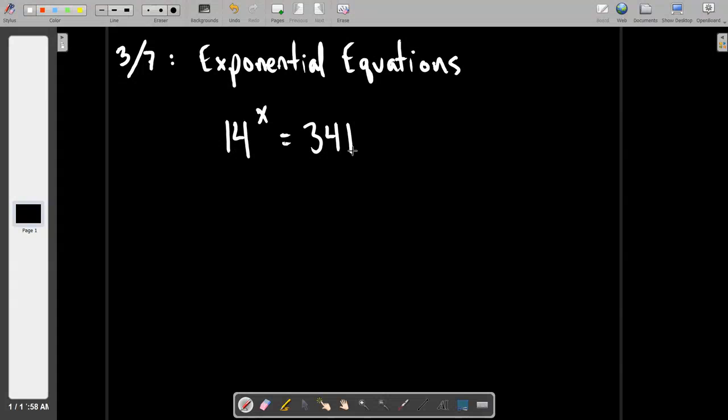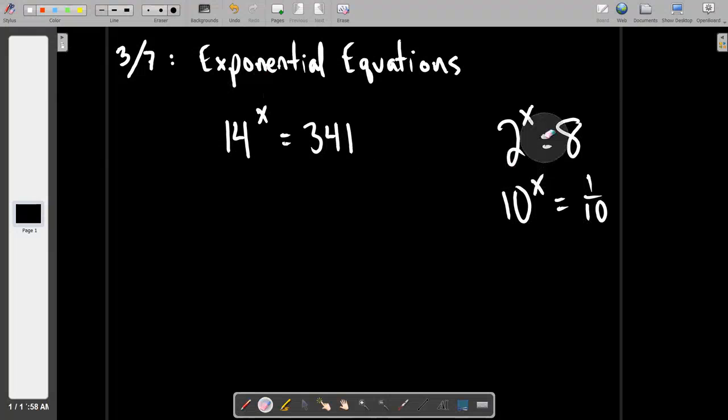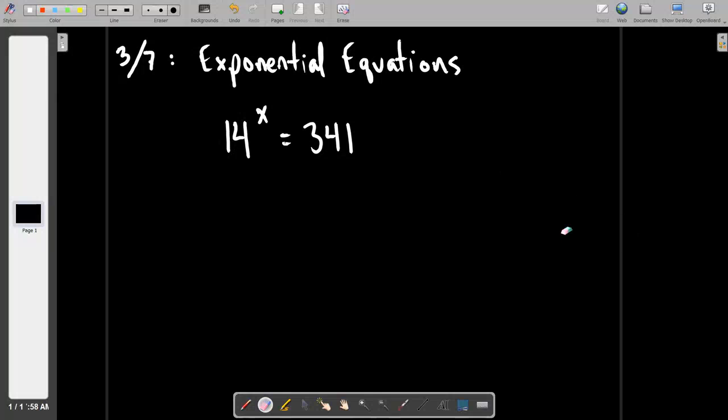Let me give you a similar example so that maybe you can understand my question. If I gave you this equation, could you solve that? You would look at that and say x equals 3, duh. Or if I gave you 10 to the x power equals 1/10, you'd say, well, duh, the answer is -1. You understand those are simple, right? But the one on the left is not simple. How do you expect me to solve this when I have no idea what power I would have to raise 14 up to make it equal 341?